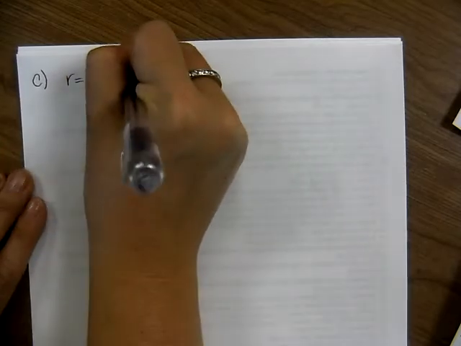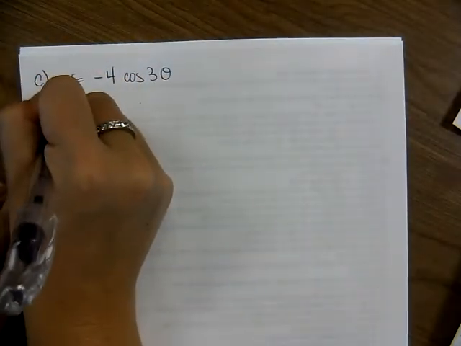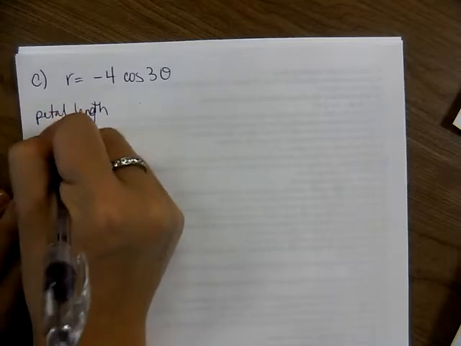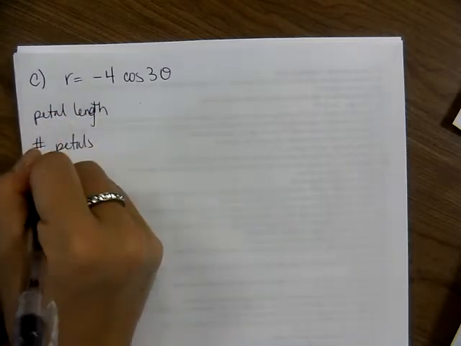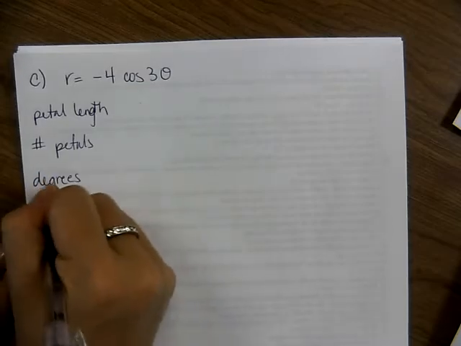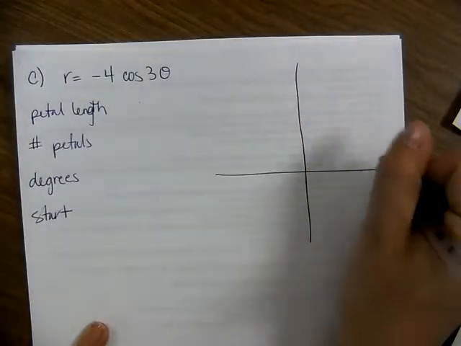Okay, let's try another one. It's really just all about finding all of those pieces of information, and to do that you're going to have to memorize all of those rules. They won't be given to you. You have to know them all. So here's the petal length. We need to find the number of petals, the degrees between them, or the spacing, and the start. Okay, we have our graph.